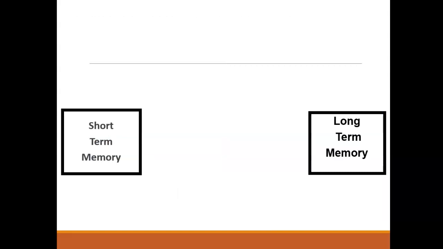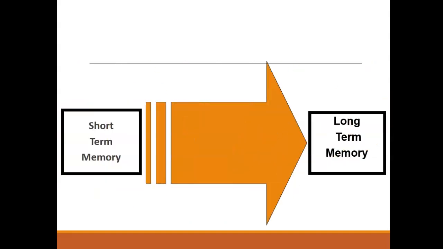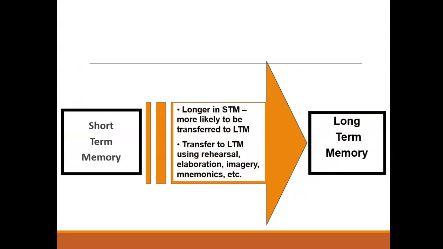So how do we get information from short-term memory to long-term memory? It really depends on what you do with this information. So the longer the information is in your short-term memory, the more likely it is to be transferred to long-term memory. So the longer that you think about something, keep it in your mind, maybe repeat it to yourself, that's going to be in there for longer.